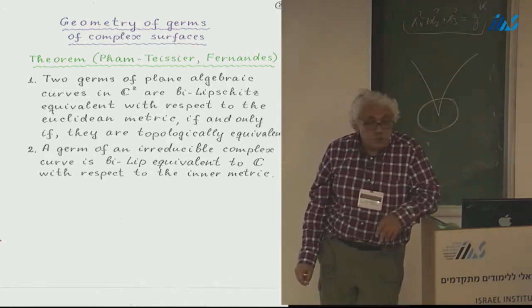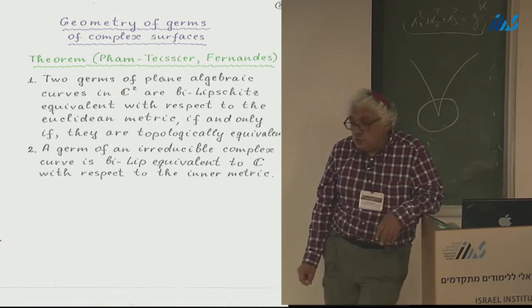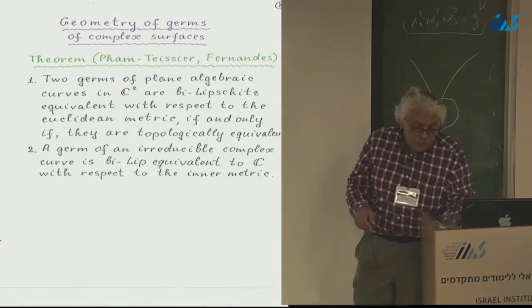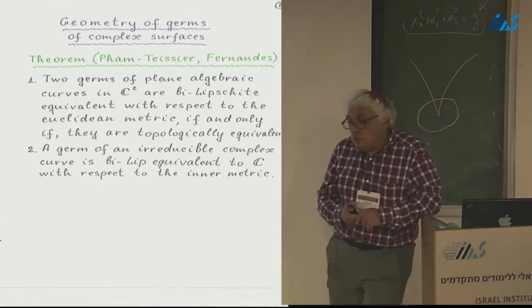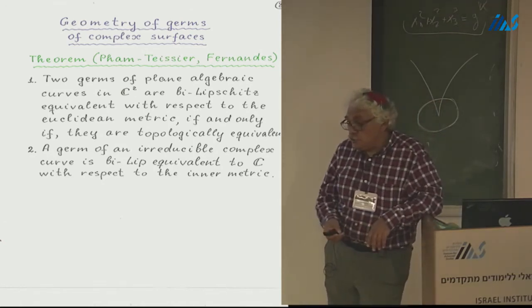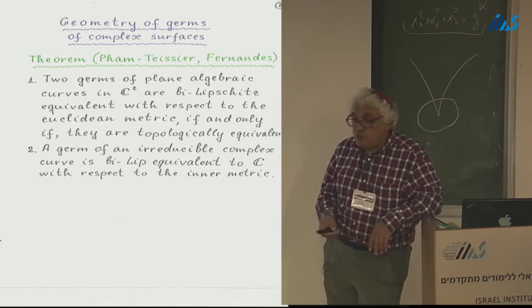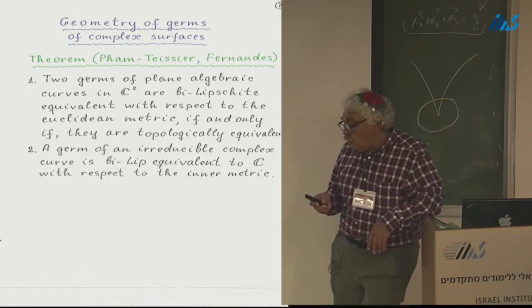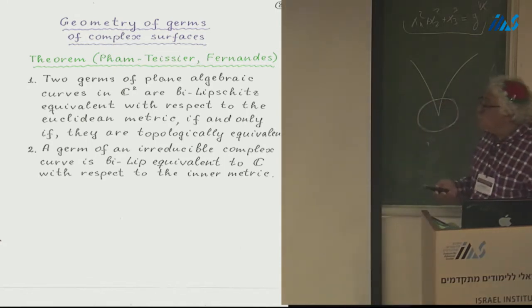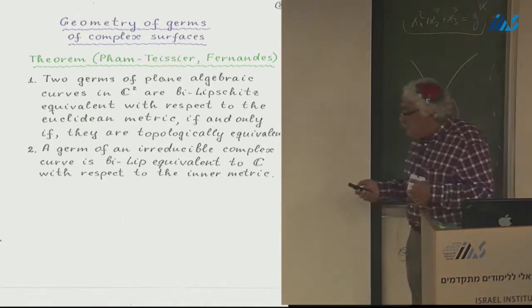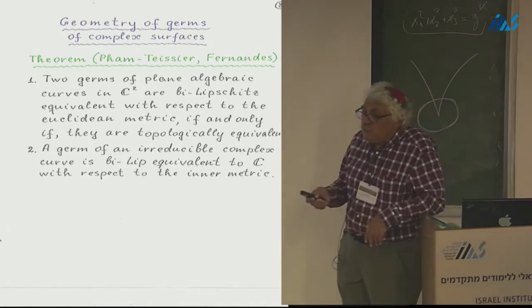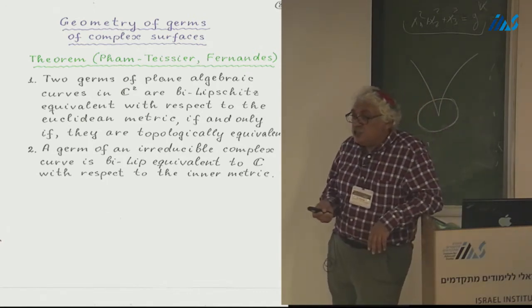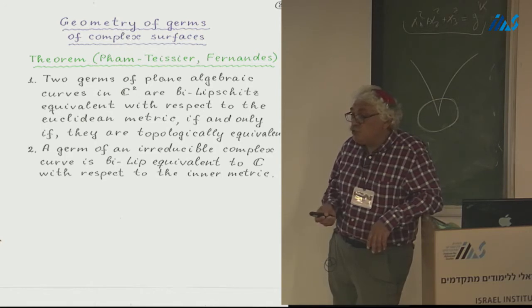And the topology of this knot is quite well known, because it's nothing else than the iterated torus knot. The structure of this iterated torus knot is just given by the Puiseux expansion of our curve. Okay, so then the theorem of Fernandes-Tessier is just saying that there is no Lipschitz geometry.